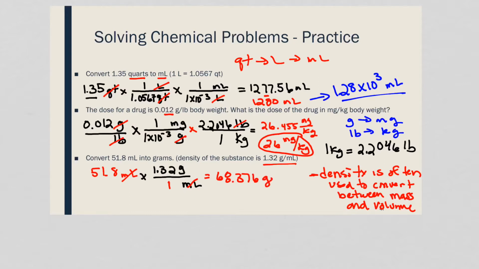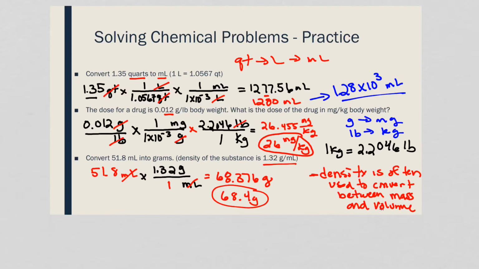68.376 grams. Now, we have to use significant figures. When we use density, density is not an exact number, right? It is a measured quantity. So the number of significant figures in our density will impact how many we express in our final answer. In this case, it doesn't matter because we have 3 significant figures here and 3 significant figures here. So we're going to give our answer to 3. That means we have 68 and we have the 3. The 7 tells me I round up. So I end up with 68.4 grams as the equivalent mass.